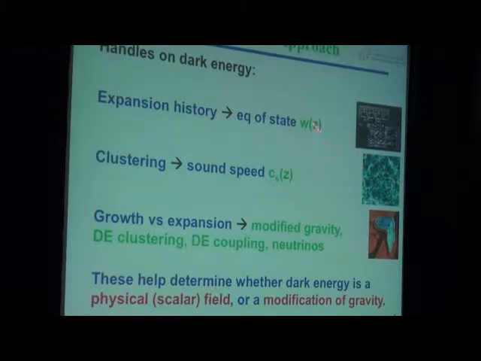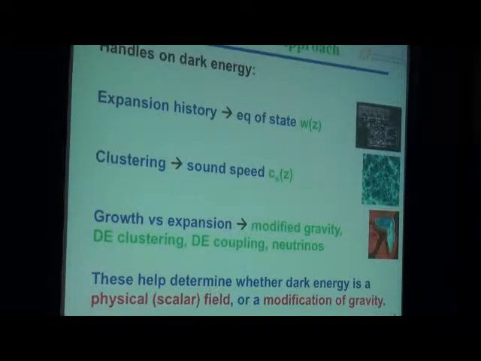So we have these sort of phenomenological handles, and that lets you then categorize things into broad classes. Are you talking about a physical scalar field, a degree of freedom in that sense, or are you talking about a modification of gravity? And these are sort of the first class of question that we would like answered: are we talking about a new component or a change in the laws of gravity, for example?